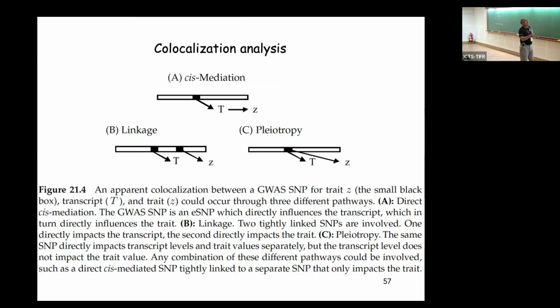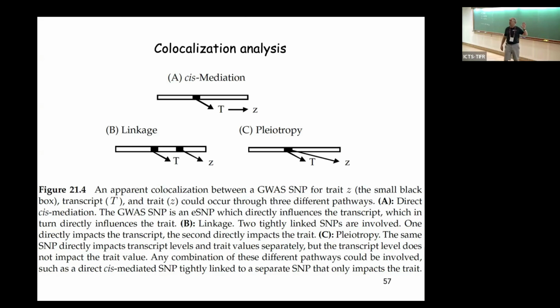So under a cis mediation model, this is the chromosome. That box is my SNP. That box impacts the transcript, and the transcript levels impact Z. Or I could have linkage. I could have two tightly linked SNPs, one that impacts the transcript, one that impacts Z. I'd still get a TZ correlation. Or I could have pleiotropy. I impact both the transcript and Z without there being a connection, or of course I could have all three.